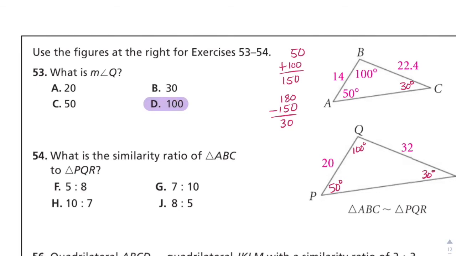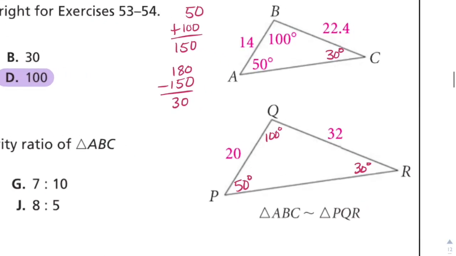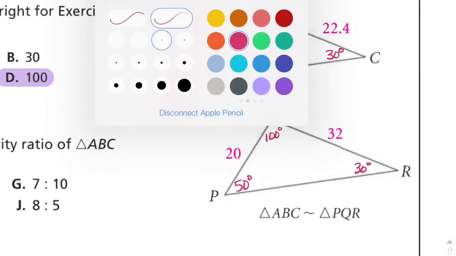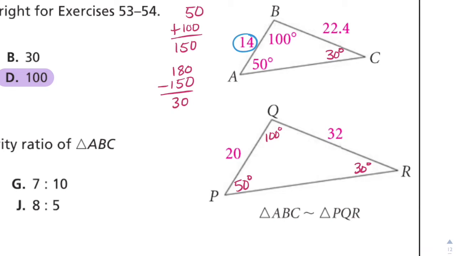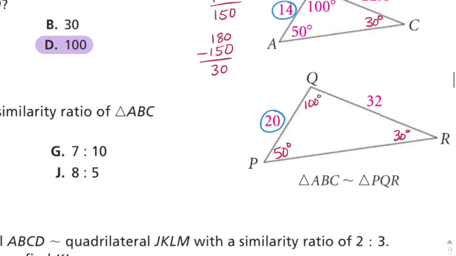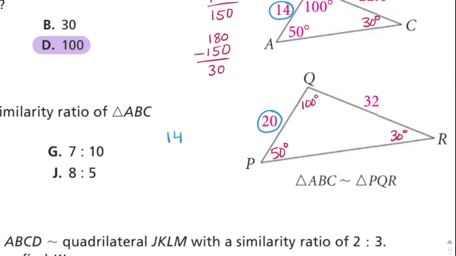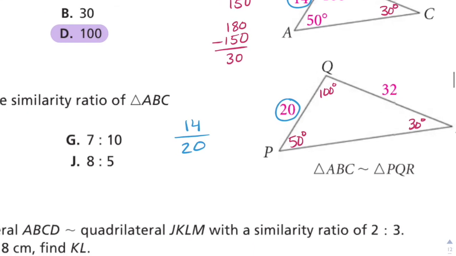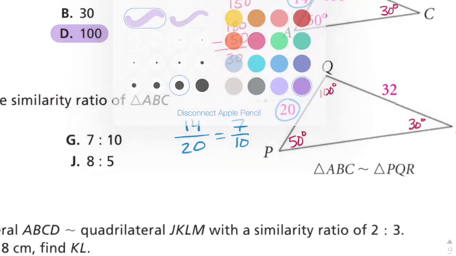What is the similarity ratio of ABC to PQR? We're going to take one of these sides. Because we already know they're similar, we don't need to set up a proportion. But let's just take 14 and divide it by 20. Because ABC is 14 and PQR is 20. So we're going to divide both by 2. We're going to get 7 over 10. So the ratio is a 7 to 10 ratio.